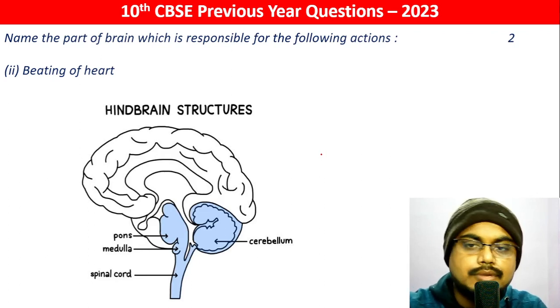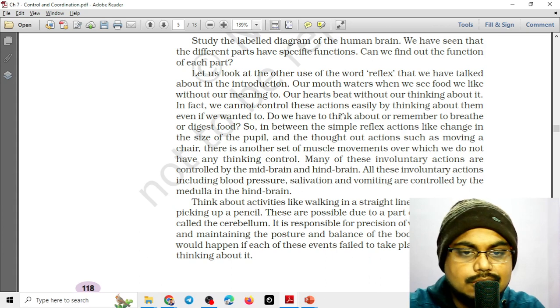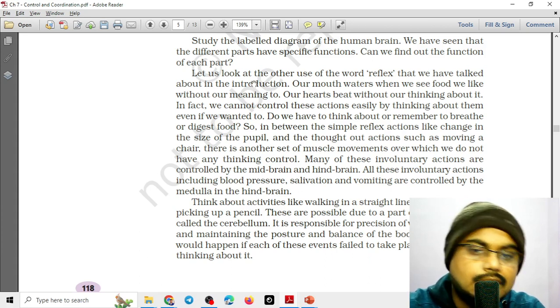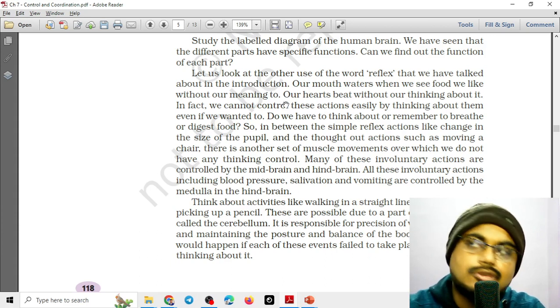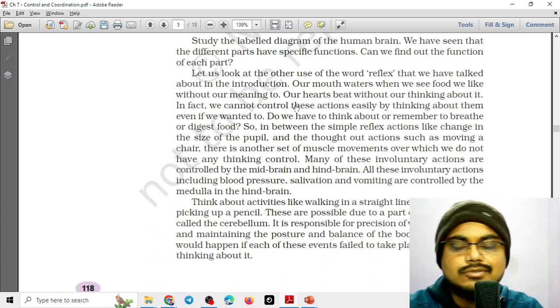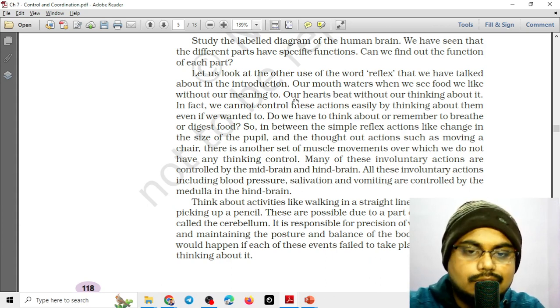Name the part of the brain which is responsible for the following action, that is beating of heart. So NCERT, let us see. Let us look at the other use of the word reflex, what we have talked about in the introductions. Reflex is involuntary actions which we don't have a control over. One of that is mentioned here: our heart beats without our thinking about it.